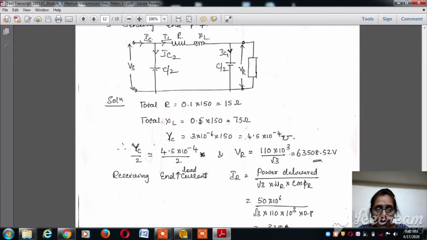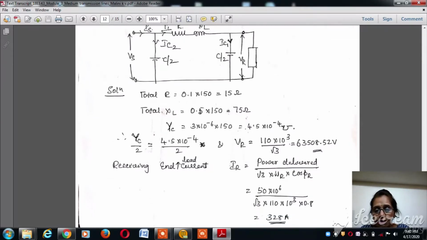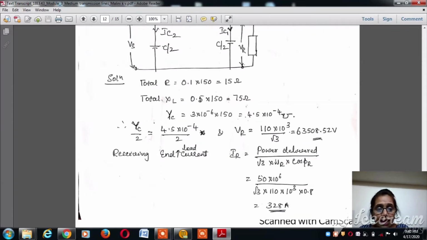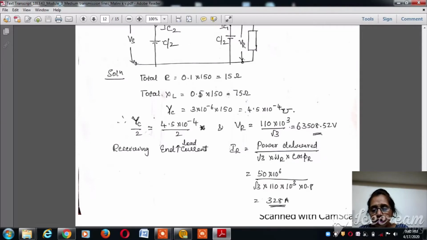The admittance of this particular line is YC. It is given as 3 into 10 to the power minus 6 per kilometer per phase. Multiplied by 150, the total admittance for 150 kilometers is found to be 4.5 into 10 to the power minus 4 mho. Now YC divided by 2 is 4.5 into 10 raised to minus 4, divided by 2. The receiving end voltage is 110 kilovolts, that is 110 into 10 to the power 3 divided by root 3, which calculates to around 63508.52 volts.